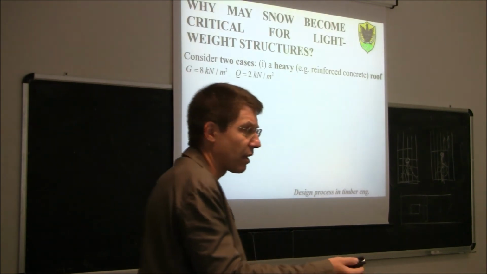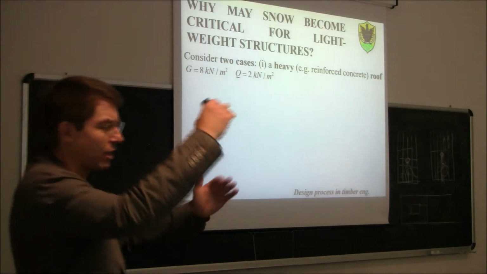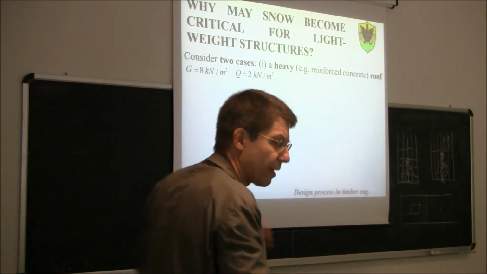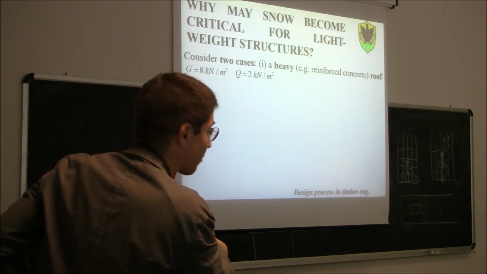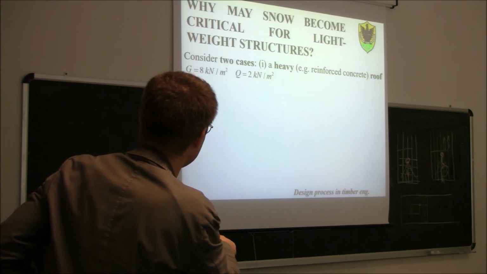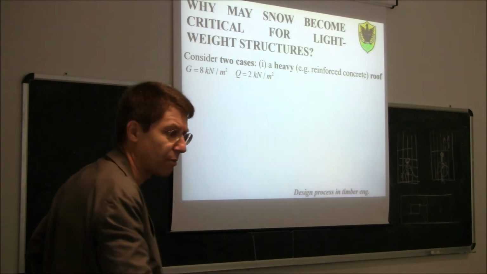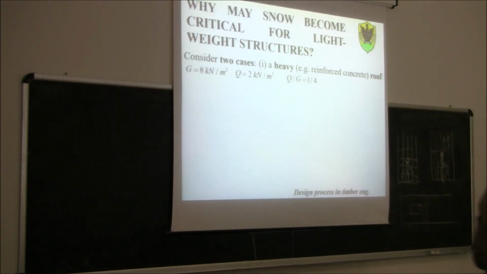Here in L'Aquila, I think we are about 90. Well, it depends on the level anyway. Maybe here at 1,000 meters it would also be 2. So G, permanent self-weight of the reinforced concrete roof, 8 kN per square meter, and design value of the snow, 2 kN per square meter. So if you have a heavy structure, you can see that the ratio between the variable load and the self-weight is fairly low, it is 1/4.